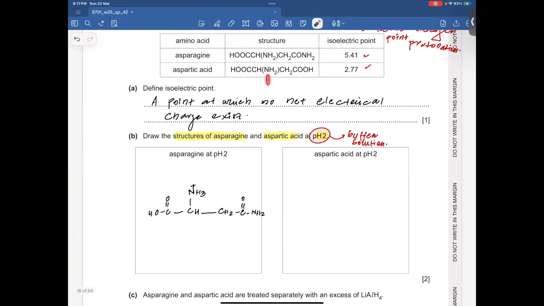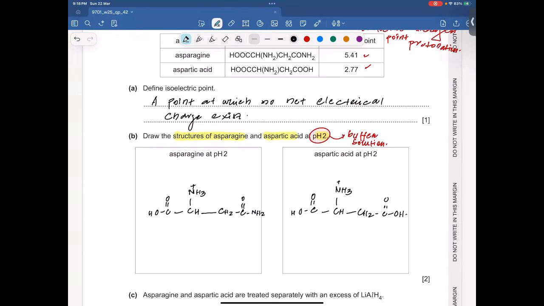Now this NH2 will accept a proton, so aspartic acid has to be written like this: COOH, CH, the NH2 will accept the proton and turn to NH3+. This CH2 will remain as it is, and this is COOH, okay? My goodness, that's a lot of information.